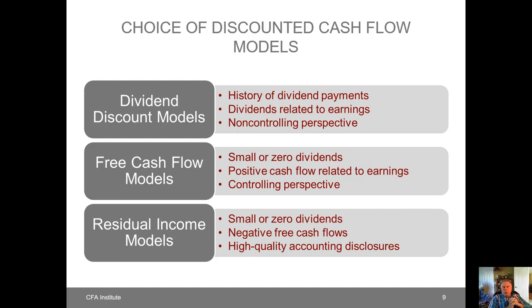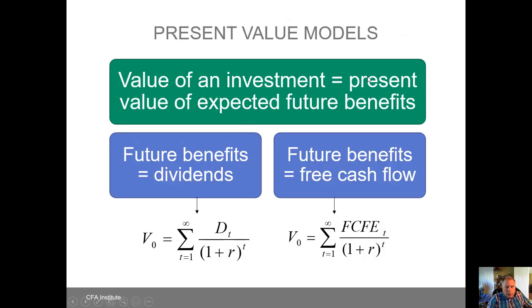One, it takes a little more work and assumptions, but the dividends are not material to the investment. What we're really looking for is growth. We've got companies that we think are going to grow, and there's really positive cash flow related to earnings. Controlling perspective could be residual income. That's when there's small dividends, but there's negative free cash flow over time. And there's really a lot of stuff going on, shall we say. So we're really going to focus on these two here, when we're doing that.